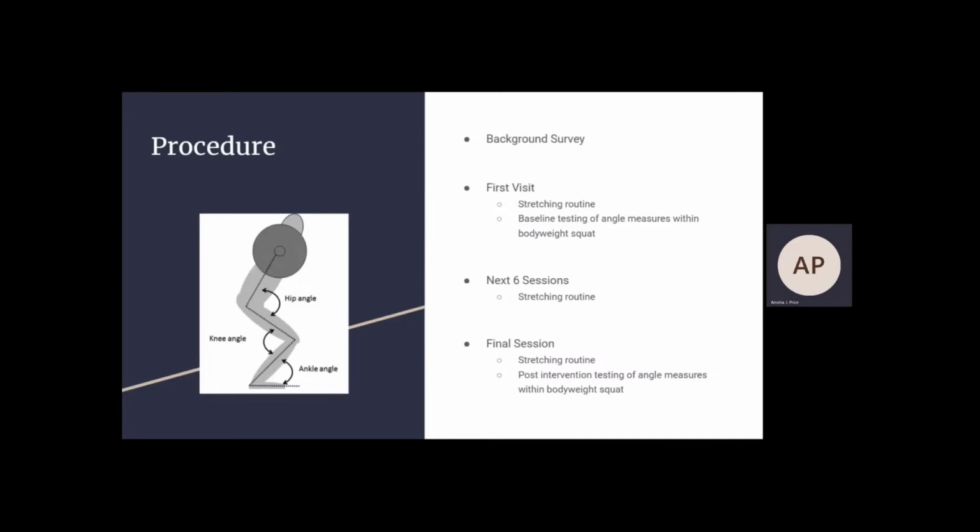They will complete the stretching routine, and then baseline joint angle will be measured in a series of 5 bodyweight squats. The participants will return to the lab 6 more times over the next 3 weeks, with at least 1 day between sessions to perform just the stretching routine. After these 6 visits, they will return to the lab 1 more time to perform the stretching routine and 5 bodyweight squats again, where the post-intervention joint angles will be measured.